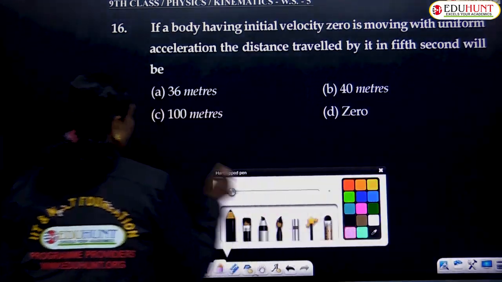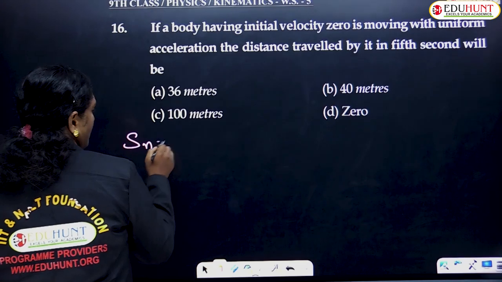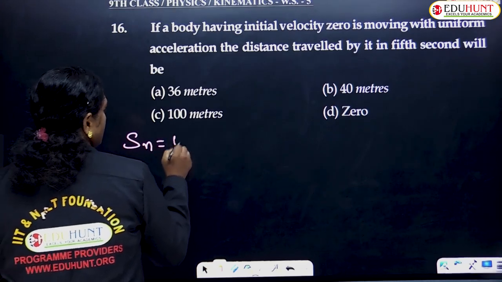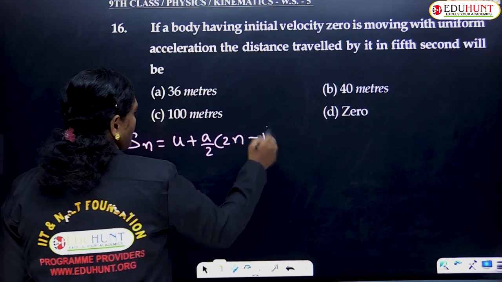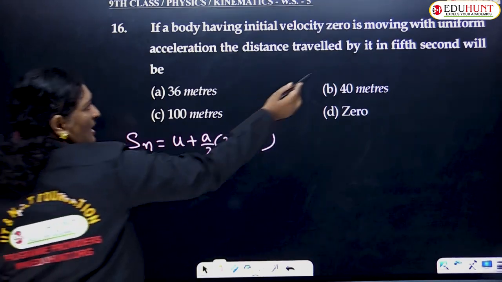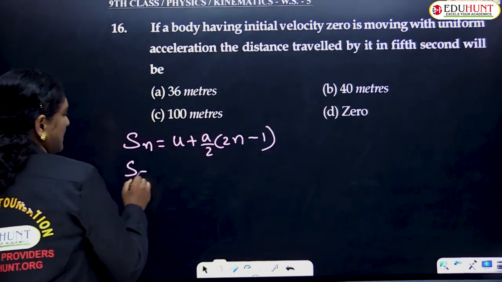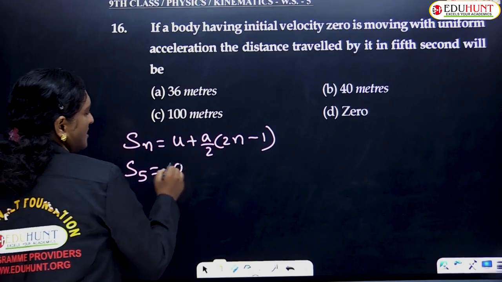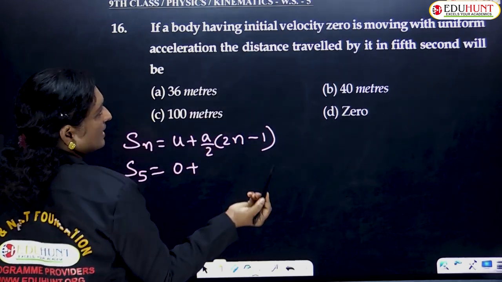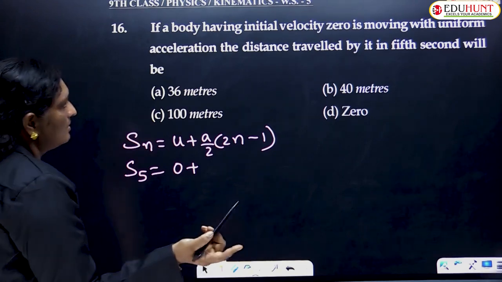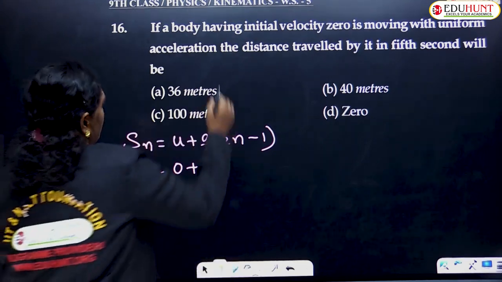Just take the formula, nth formula. Fifth second means nth formula. What is the nth formula? u plus a by 2 into 2n minus 1. That's it. Fifth second means n is taken as 5. Initial velocity was given as 0 plus uniform acceleration. How much? The value is not given, so they should give the acceleration.